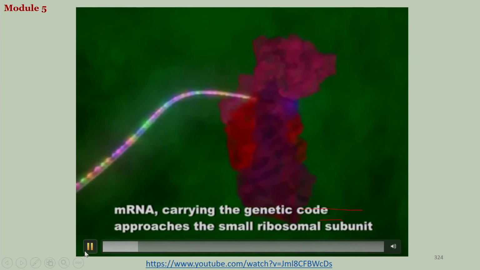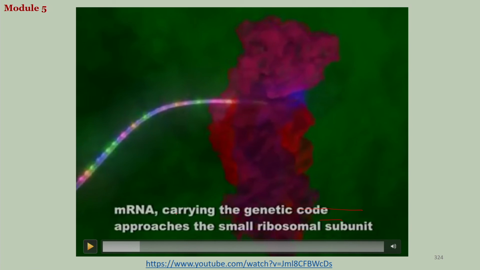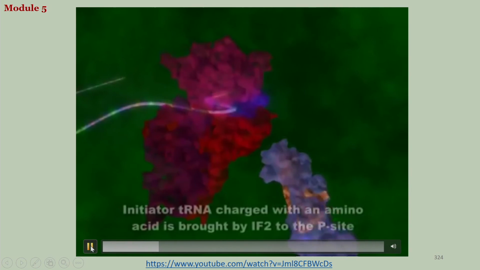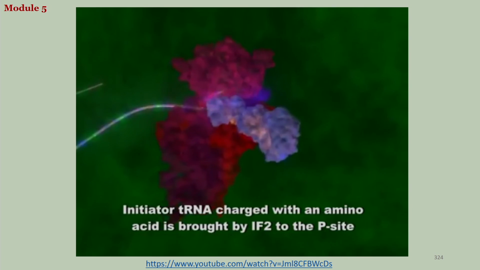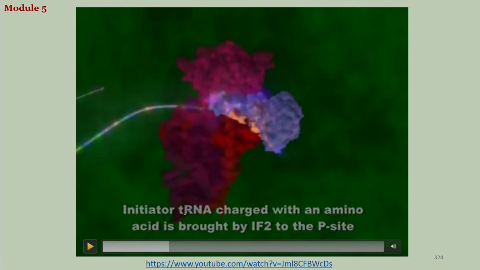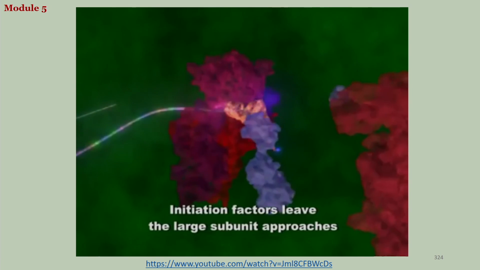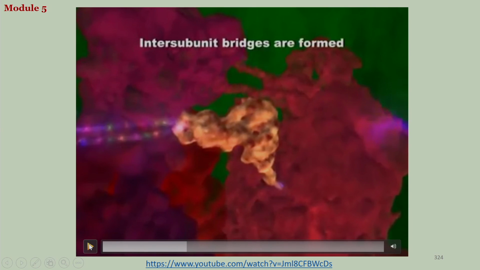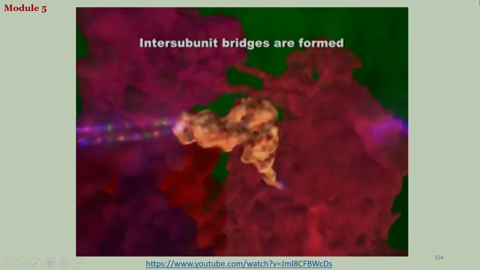So, mRNA is going to get into the ribosome. mRNA carrying the genetic code approaches the small ribosomal subunit, and it is getting into the interior. Initiator tRNA charged with an amino acid is brought by IF2 to the P site. Inter-subunit bridges are formed.